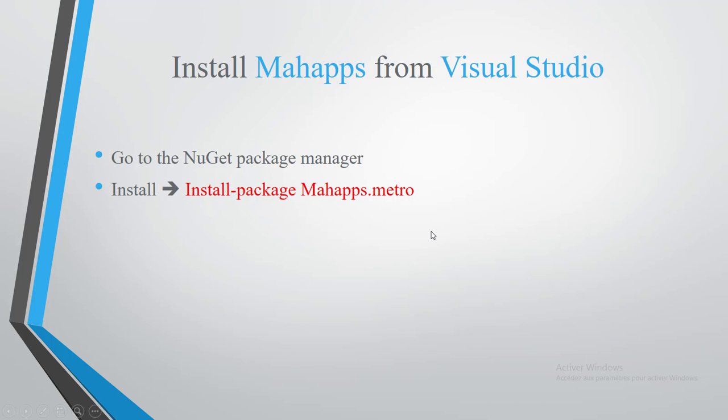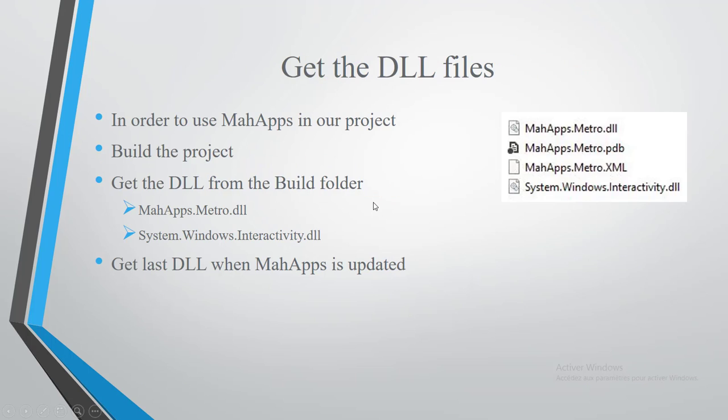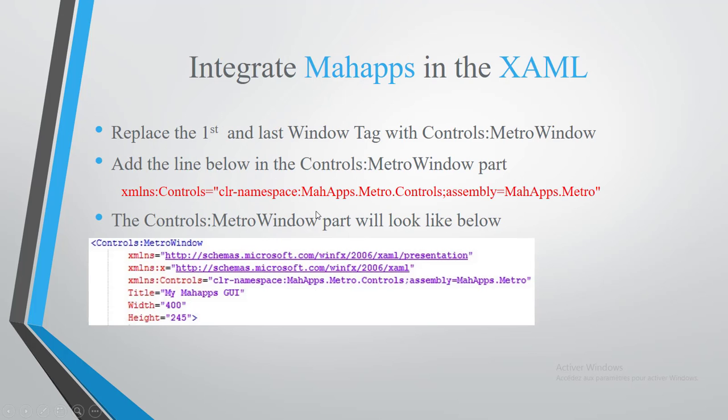So how to install MahApps in Visual Studio? It's pretty simple. Like for Elysium, go to the NuGet Package Manager and use this command. You have to get the latest DLL file to use the latest controls in your GUI. To get the latest DLL file from Visual Studio, build the project and get the latest DLL in your build folder.